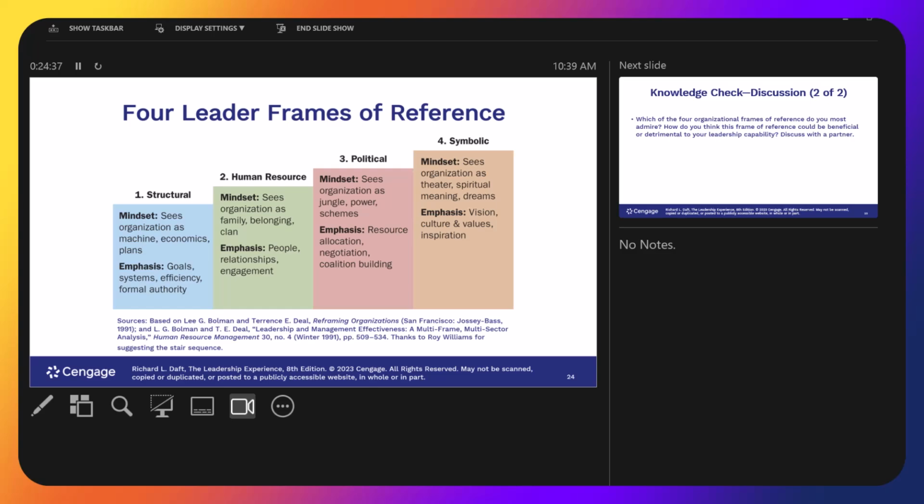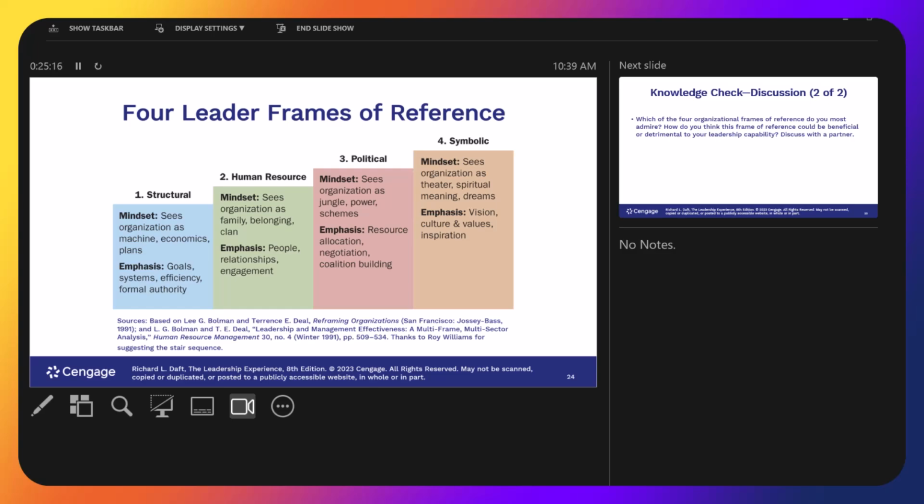Four leader frames of reference. So we have a couple here. First, the structural mindset sees the organization as a machine, economics, plans. Emphasis: goals, systems, efficiency, formal authority. Second, human resource sees organizations as family, belonging, clan. Emphasis: people and relationships. Third, political mindset sees organizations as a jungle, power, and schemes. Emphasis: resource allocation, negotiation, coalition building. Fourth, symbolic sees organizations as theater, spiritual meaning, and dreams. Emphasis: vision, culture, values, and inspiration.